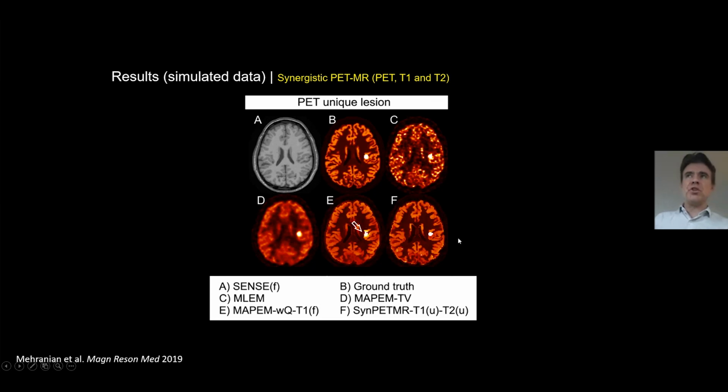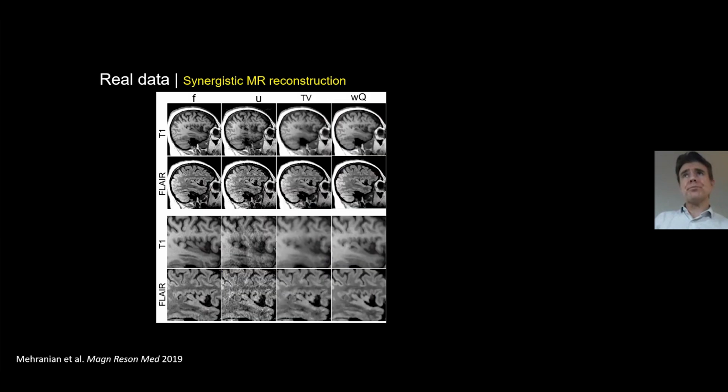Whereas if we do the synergistic method that I've just been talking about, where you allow the PET to also develop the guidance information, as the MR is developing the guidance information, then you can nicely get this kind of result here, where that PET unique feature is retained without misleading MR guidance information. So this was work published by my former postdoc, Abolfazl Mehranian, in Magnetic Resonance in Medicine 2019. Mutually weighted quadratic priors is the name of the work.